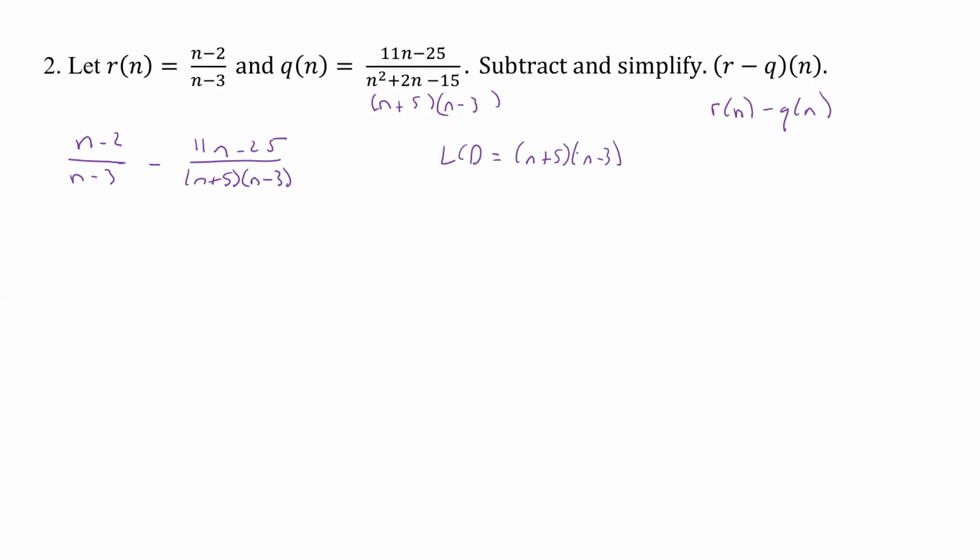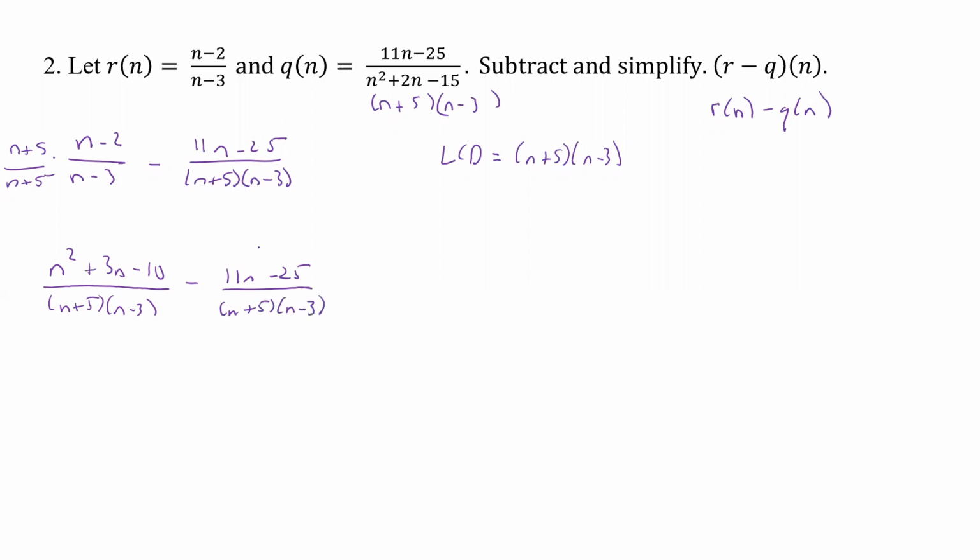And so our first rational expression, we have to write it out because we don't have the right term in the denominator. So we have to multiply by n plus 5 over n plus 5. Now we're going to FOIL that. So n times n is n squared. Then we have a minus 2n plus 5n. So it's a plus 3n. And then minus 10 over n plus 5, n minus 3, minus 11n minus 25 over n plus 5, n minus 3.